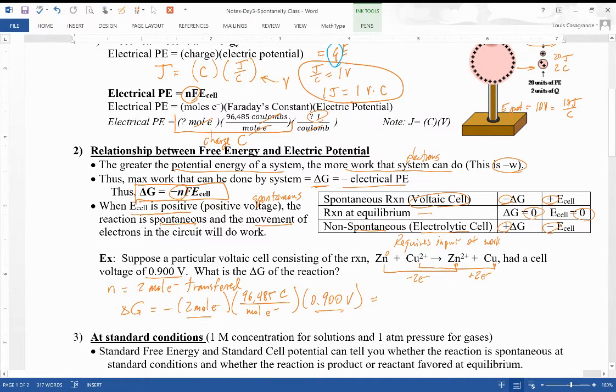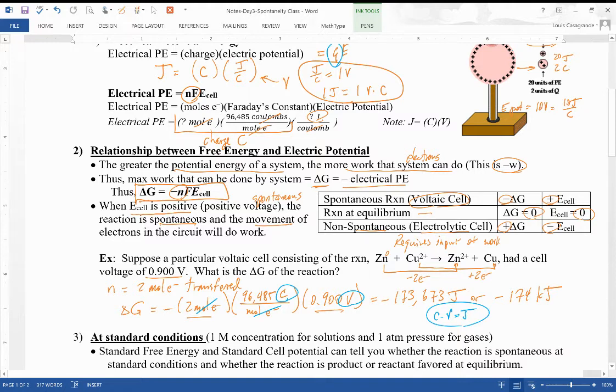And when we do this calculation, we get negative 173,673 joules, or negative 174 kilojoules. Notice the joules came out of the coulombs times the volt. Remember up above we said that a coulomb times a volt is equal to a joule. So that unit popped out of there, and the moles of the electrons canceled out.